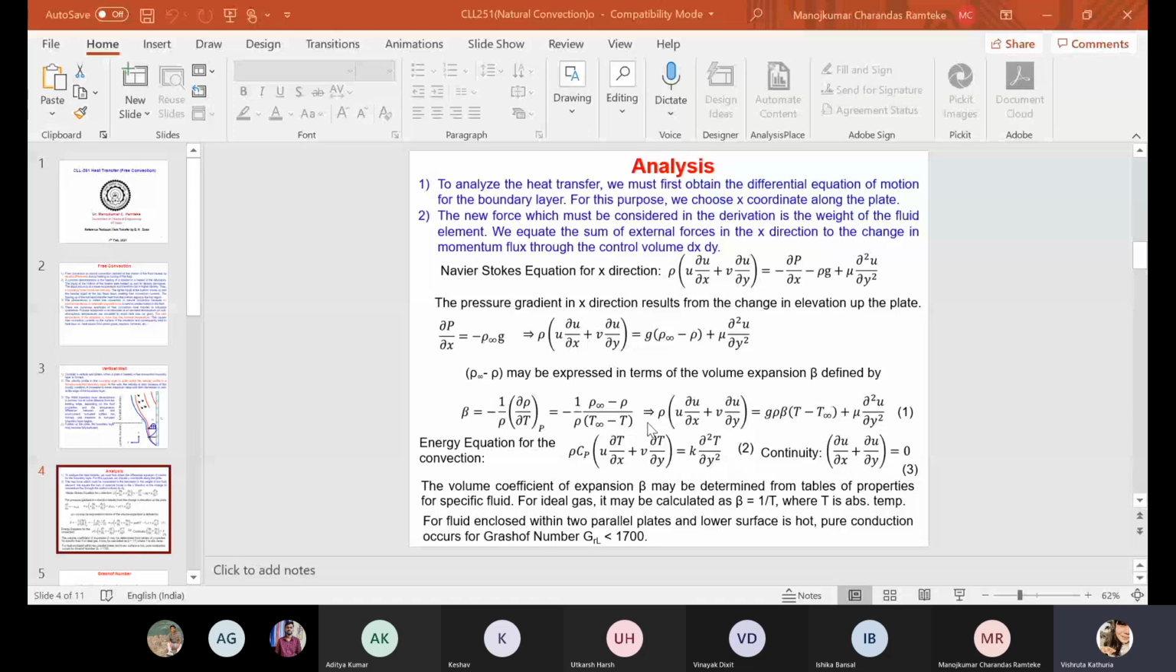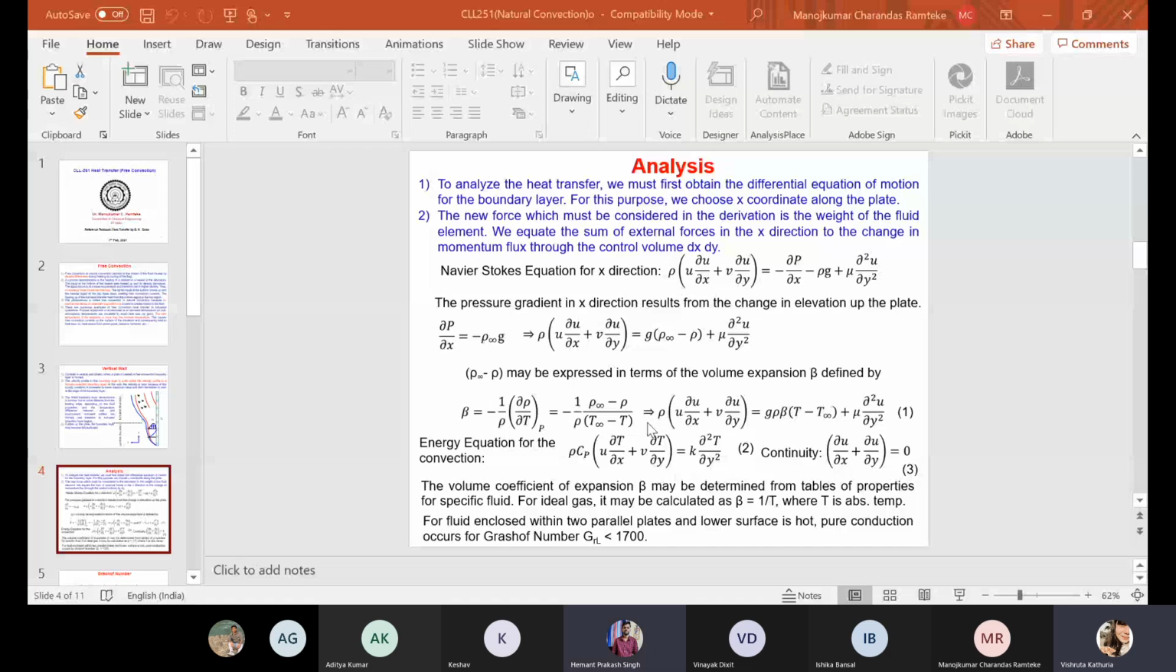Correct. So mu by mu_w is a simplified version of Pr by Pr_w. Actually, it should be Pr by Pr_w. In most cases, viscosity varies with temperature much more compared to the specific heat and thermal conductivity. So thermal conductivity and specific heat are in general considered constant, nearly constant, and therefore mu by mu_w is used instead of Pr by Pr_w. All right, sir. Okay. Any more questions? No, sir, that's it.